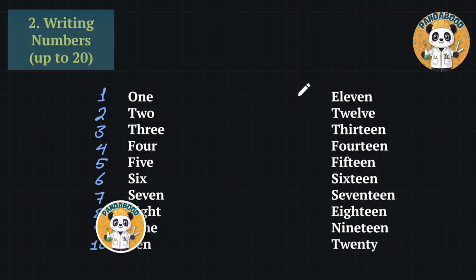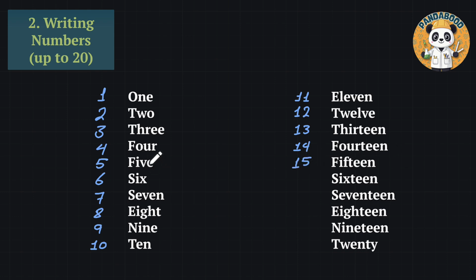After that comes 11, then 12. Then from 13 to 19, all of them end with teen. So this is 13, 3, 13. Instead of 4, it's going to be 14, like this. 15 instead of 5. 16, 17, 18, 19, and finally, this is a 20.